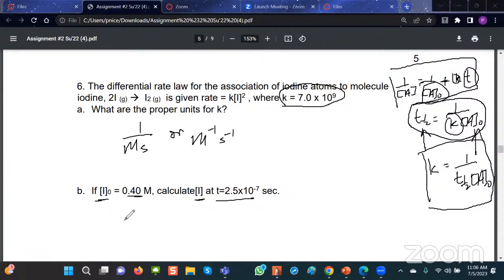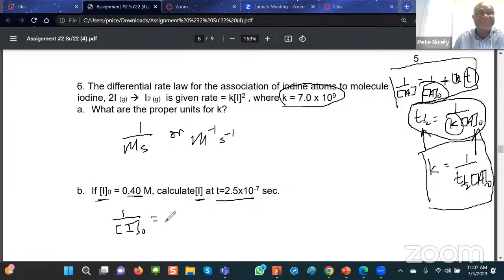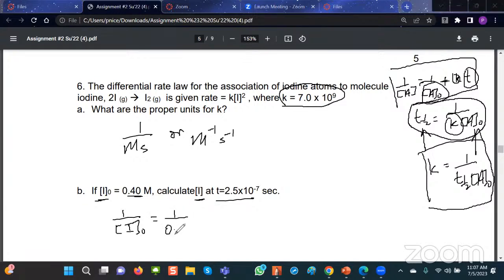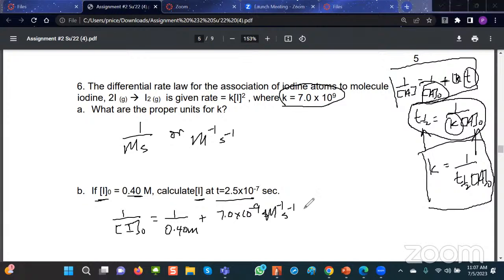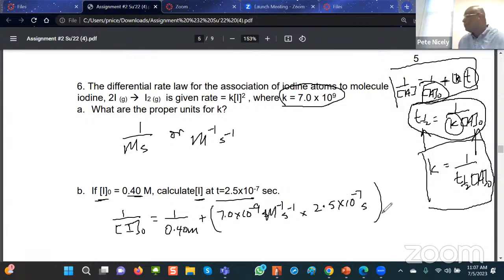You would write 1 over the concentration of I equals 1 over 0.40 M, plus, in parentheses, 7.0 times 10 to the 9th M to the minus 1 s to the minus 1, times, in parentheses, 2.5 times 10 to the negative 7 seconds. Okay, very good. So that would be the setup.